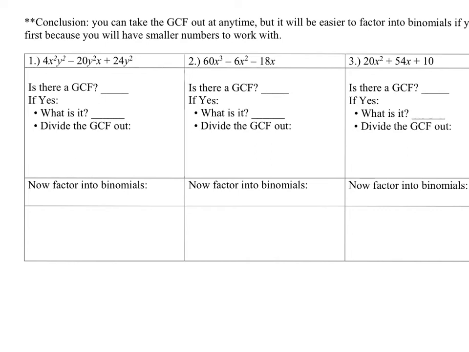So now we're going to try to train our brain that when you see the directions factor, then what you do is you look at the problem and you ask yourself first, is there a GCF? If yes, you pull it out, and then we divide it out. Now, the thing that's important is that the GCF is still a factor. You can't get rid of it. It's still a factor. And then you try to factor it into binomials.